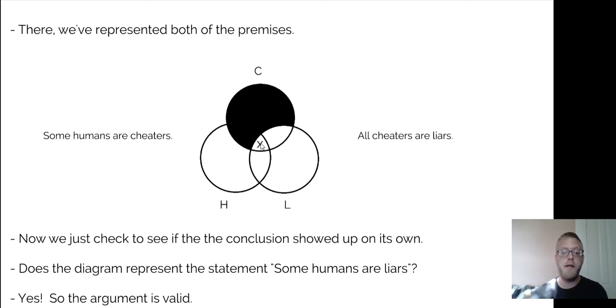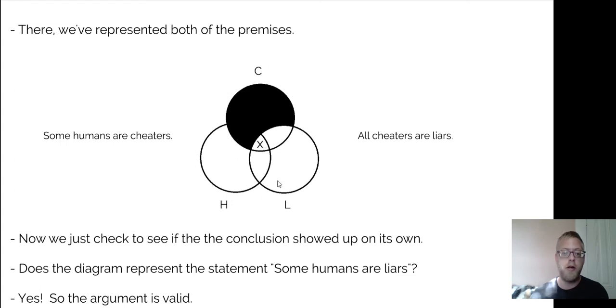This is telling us that there are some members of the group human who are also members of the group liar. And that X, of course, showed up because, as we said earlier, by representing the statement some humans are cheaters, we have to put the X right there. We learned why. But it happens to be that if you put the X right here, you're also putting it in the liars group. So just by representing the two premises, we got the conclusion to show up all on its own.